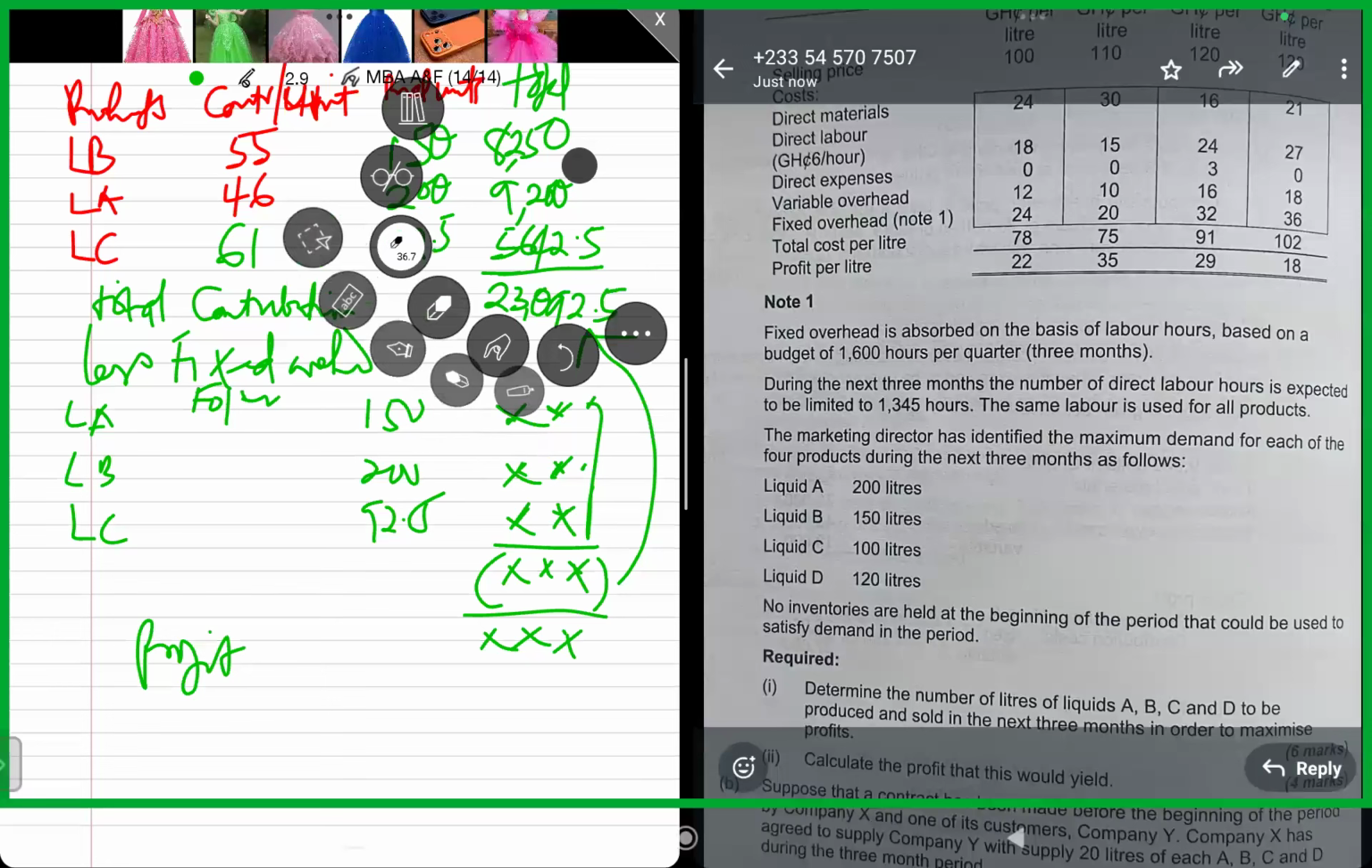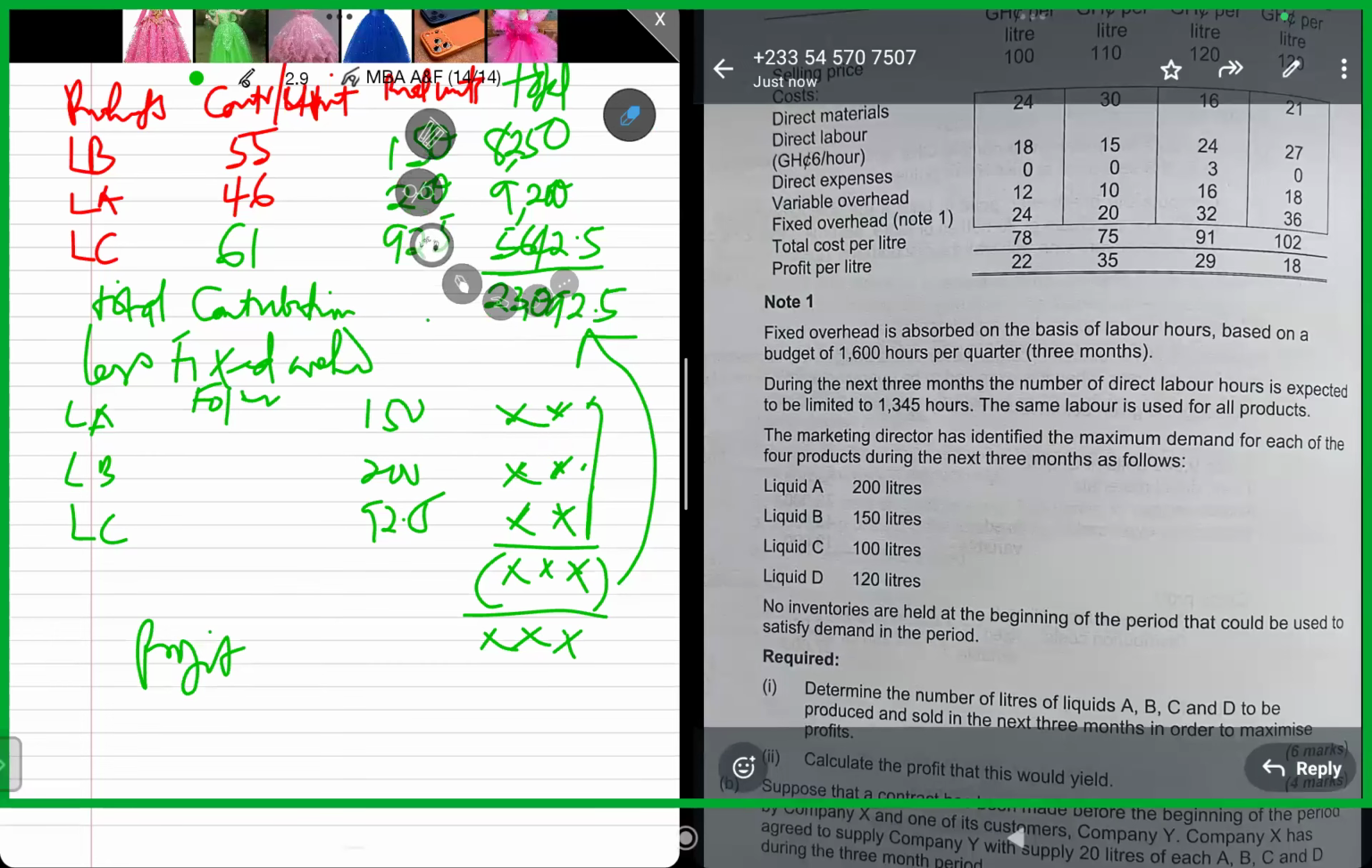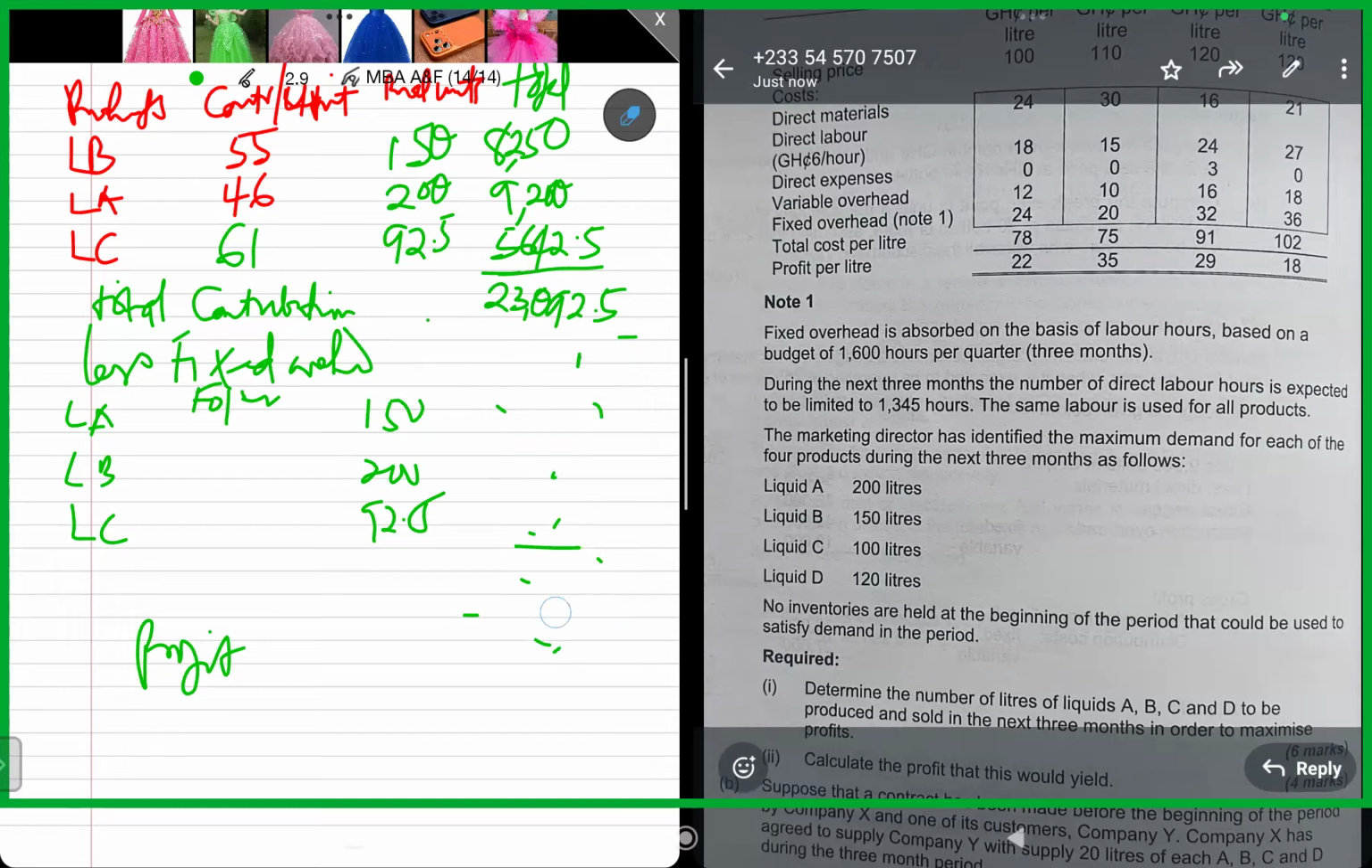I'll finish soon. This one will take some time, but I'll finish soon. So let's assume we are going by this method of the fixed overhead.